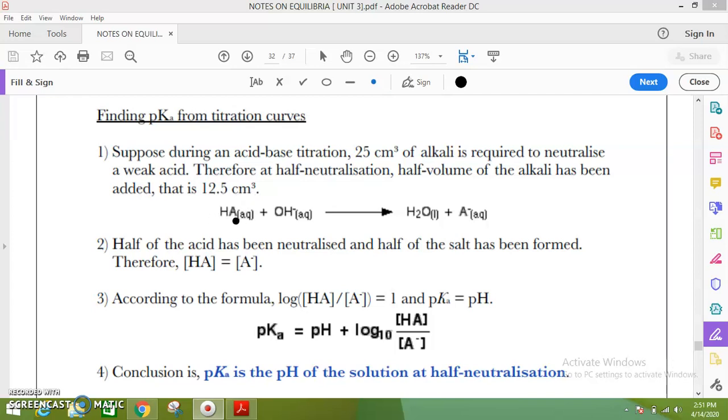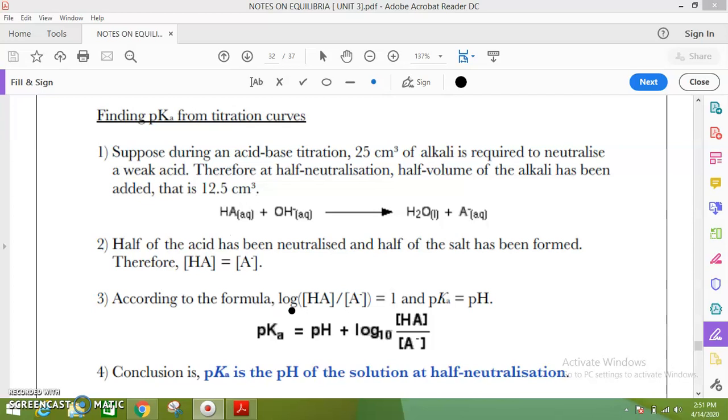Look here in this equation, HA for acids. When you add alkali to acids, you will get water and this salt. Half of the acid has been neutralized and half of the salt has been formed, because whenever acid and base combine together, they form salt and water. So A⁻ is a salt. When half of the acid is neutralized, we can write HA for the acid and A⁻ for any kind of salt. So these two are equal at 12.5 cm³.